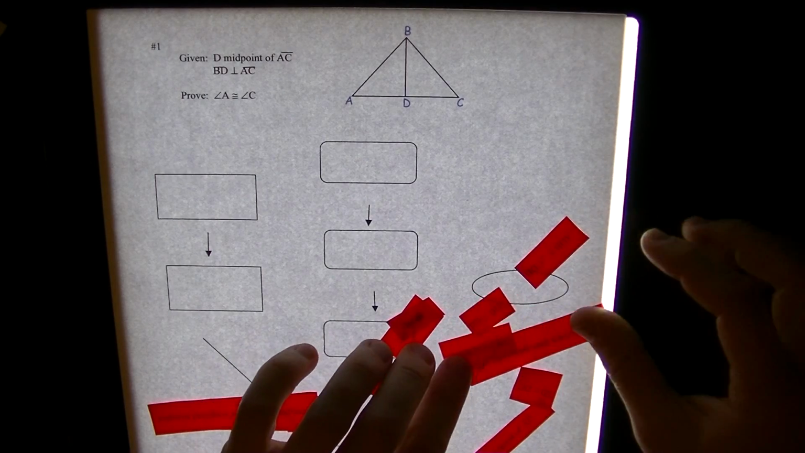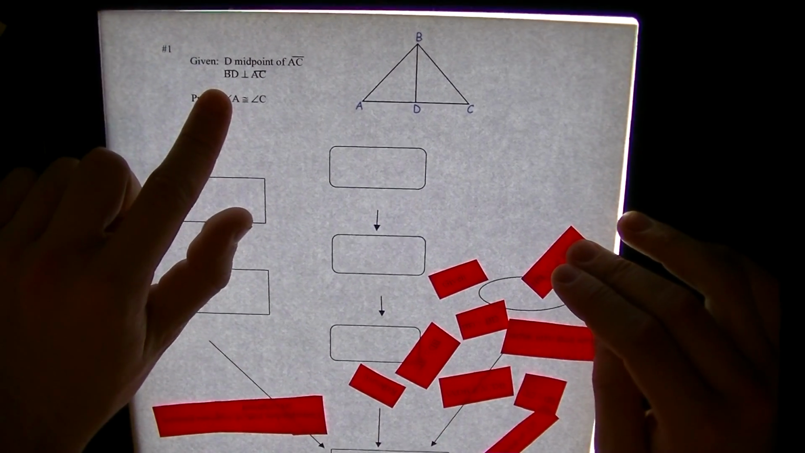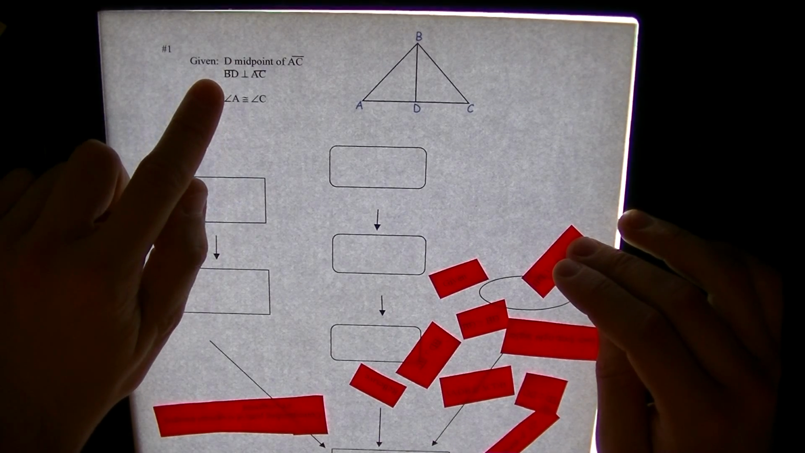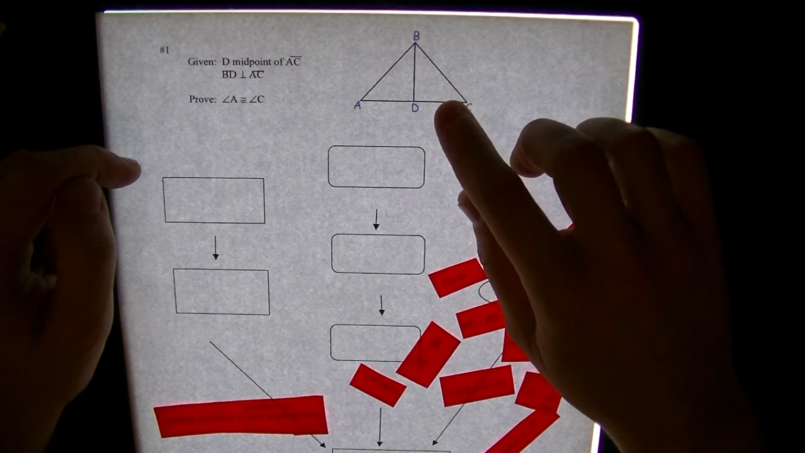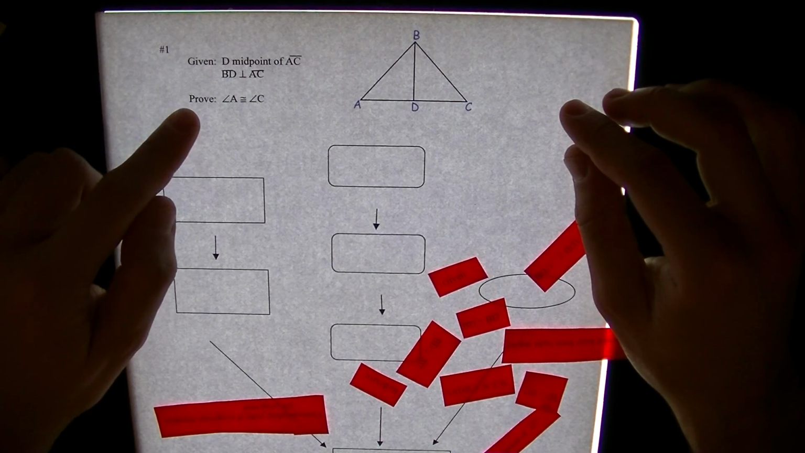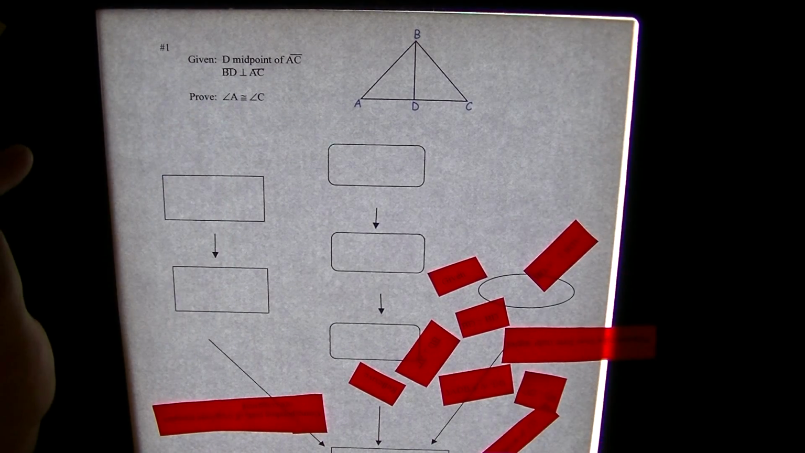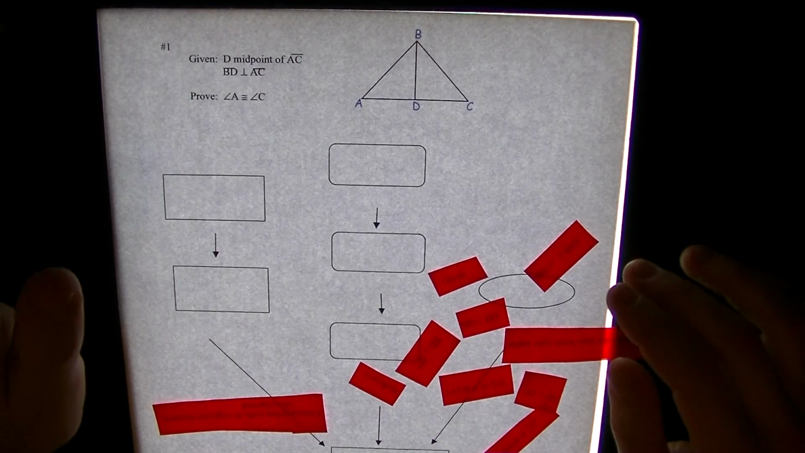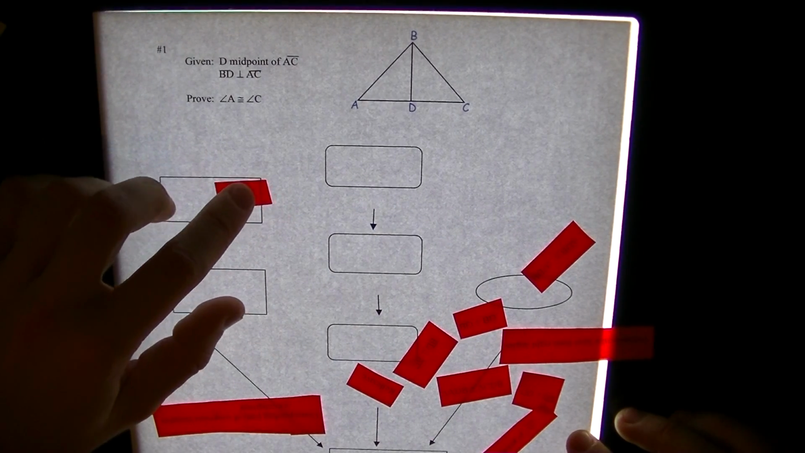While I'm doing that, let's take a look at our givens and what we want to prove. I am given that D is the midpoint of line segment AC, and that BD is perpendicular to AC. I'm also given this picture to help me think about it, and I want to prove that angle A is congruent to angle C. First thing I'm going to do is look for my two givens and start putting those down. I'm going to have a given over here, so I'll put this given over here.